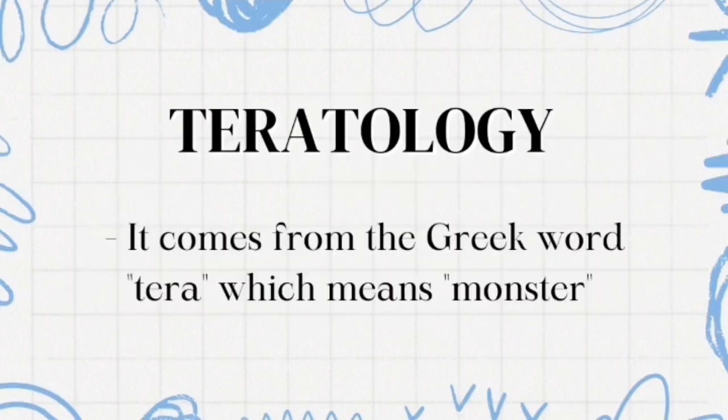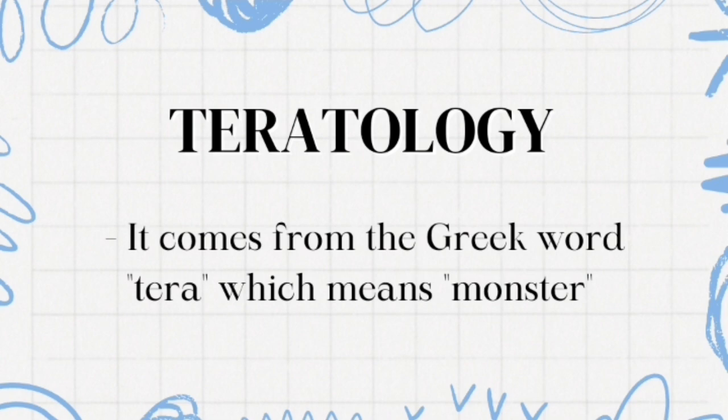Okay, let's proceed to teratology and hazards to prenatal development. Teratology. It comes from the Greek word tera, which means monster. It is the study of abnormalities in physiological development, particularly during the embryonic and fetal stages. It examines the causes and mechanisms of congenital malformations and other developmental disorders. These abnormalities can be caused by genetic factors, environmental factors, or a combination of both.